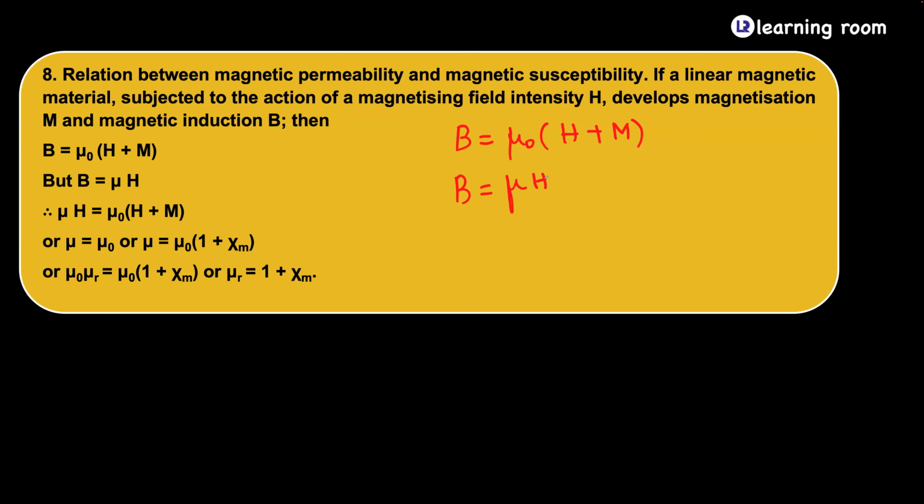So B is equal to... this came from, I don't know which number it is, but after the fourth point I wrote. This should be written after the fourth point. This should be written after the fifth point. LHS is the same. So when LHS is the same, mu H is equal to mu naught into capital H plus M. Makes sense? Now rearrange the equation.